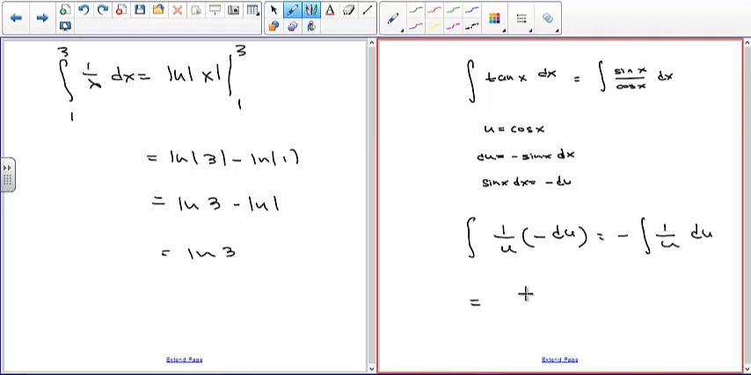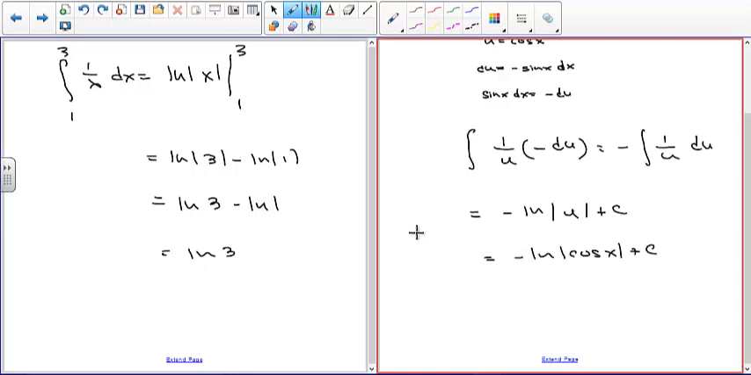The integral of 1 over u du is a natural log, so we get negative the natural log of the absolute value of u plus c. And the final answer is substituting u back in. So what we can say is the integral of the tangent of x is equal to negative the natural log of the absolute value of the cosine of x plus c.